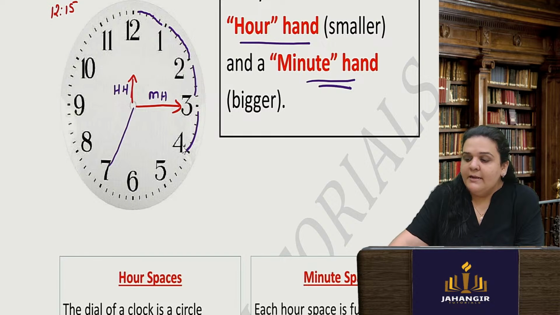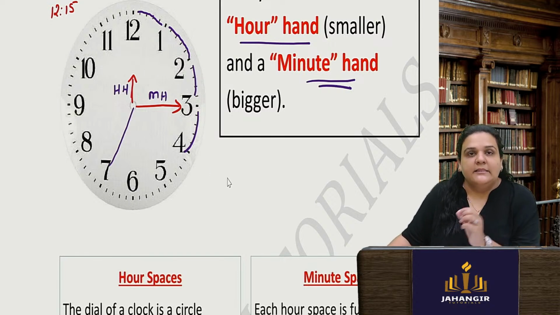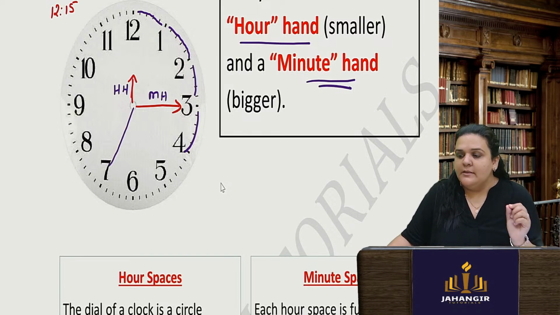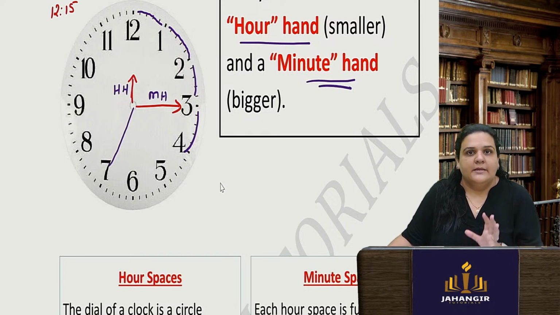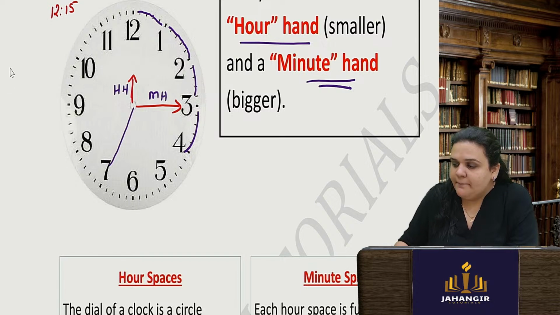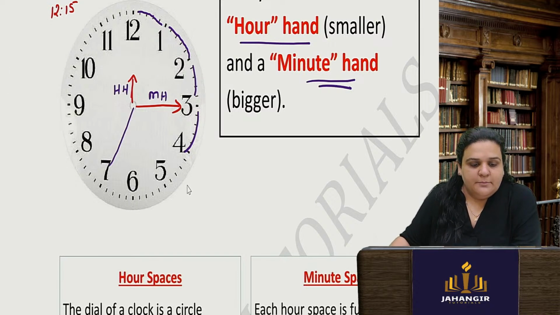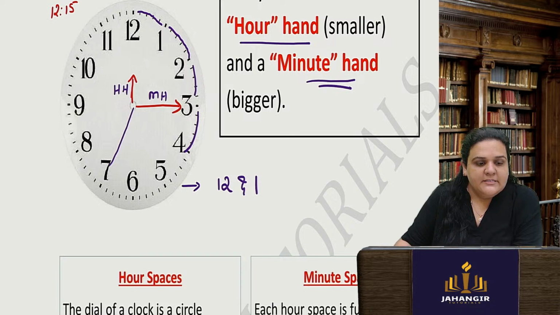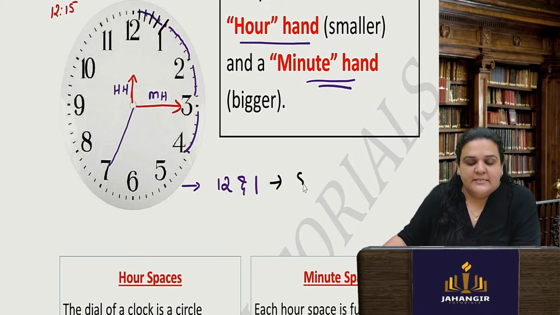And minute space is nothing but the space between two minutes, or two times. If I tell you the minute space between 12 and 1, how many minute spaces are there between 12 and 1? 1, 2, 3, 4 and 5, correct? So there are 5 minute spaces.